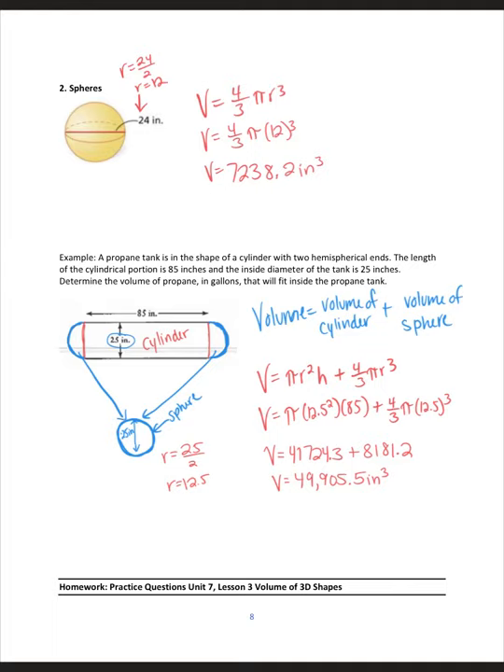Okay, so there's your solution for the volume of the propane tank. We took the volume of our cylinder, all right, and the volume of our sphere. So you can see that our radius was half of 25, so we plugged in that 12.5. For the volume of the cylinder, and we also need that 12.5 for the volume of the sphere. When you add those values together, you should find that the total volume is 49,905.5 inches cubed. Don't forget to have a power of 3 when you're doing volume. And that's it for your note for today.